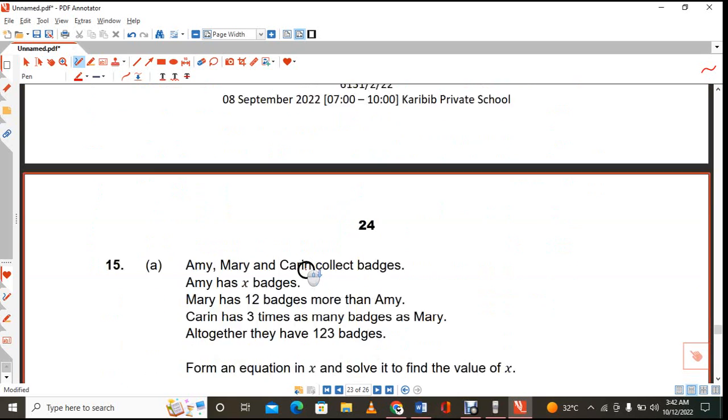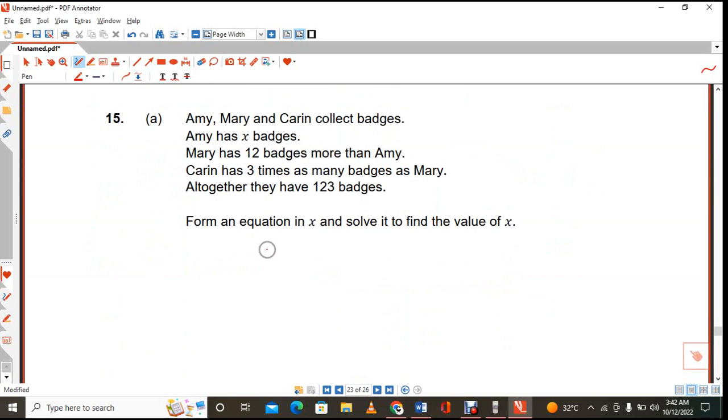All right, can we go to question 15? We're very nearly done with this paper. Amy, Mary, Karen, they collect badges. Amy has x. Mary has 12 more badges. I'm going to write that information somewhere here. Amy has x. This one has 12 more. Karen has 3 times as many as, so it will be 3 in bracket x plus 12. Hope you get that. So this one of Karen can be calculated as 3x plus 36.